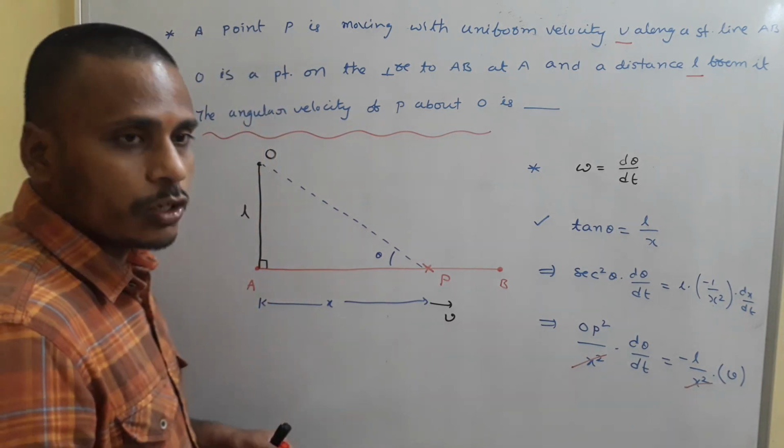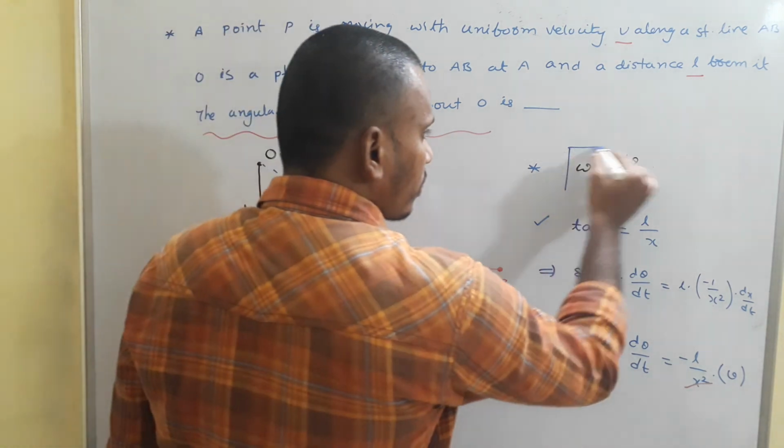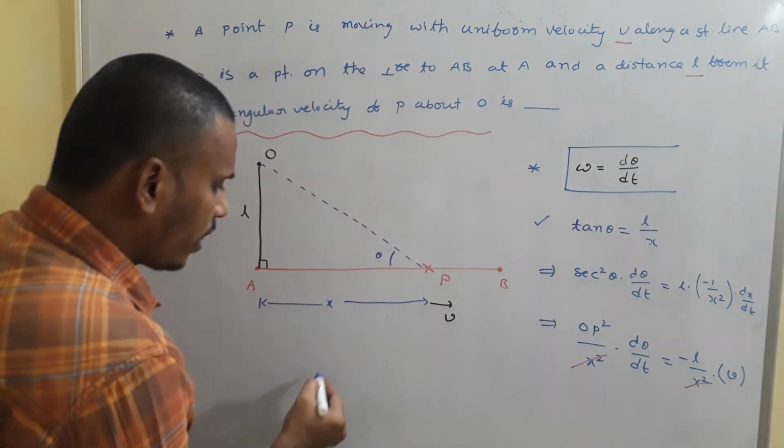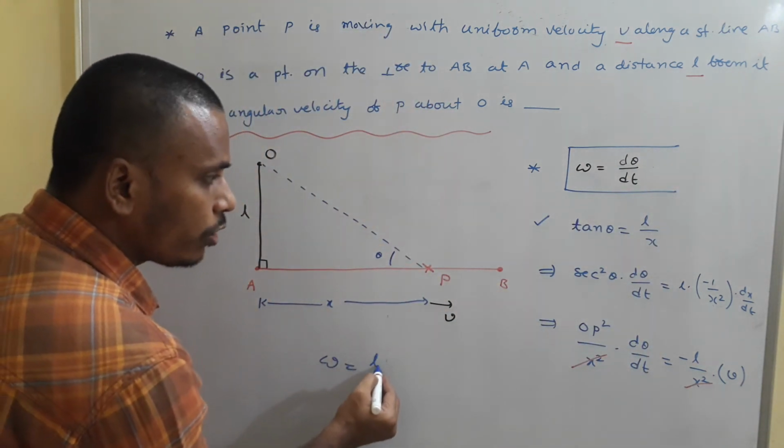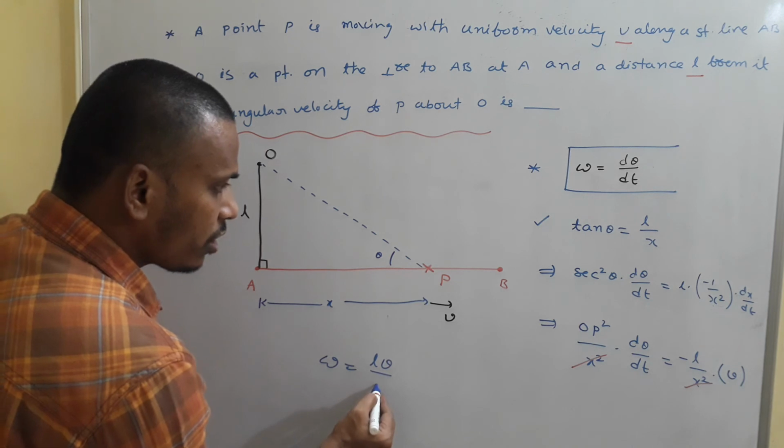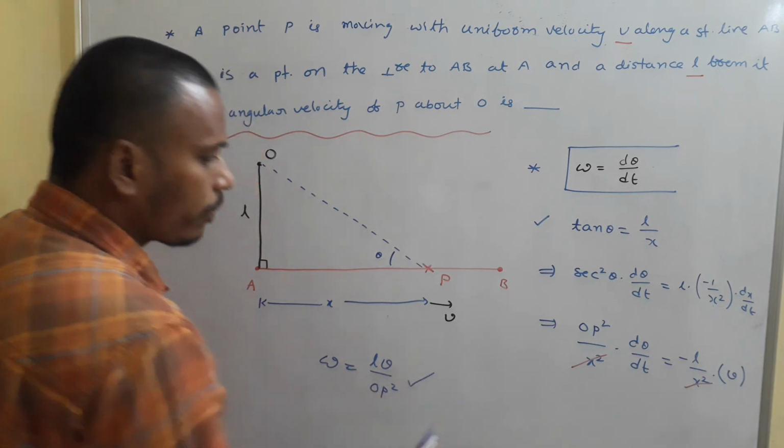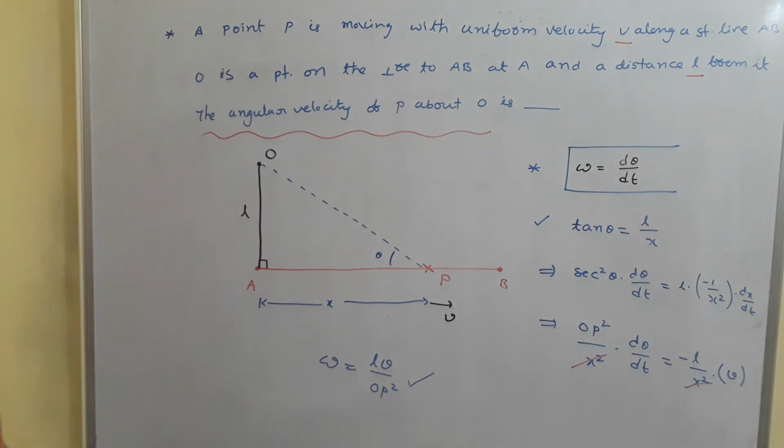Finally, the angular velocity omega, which we were searching for, is equal to d theta by dt, which is LV by OP square. So everybody, just follow it.